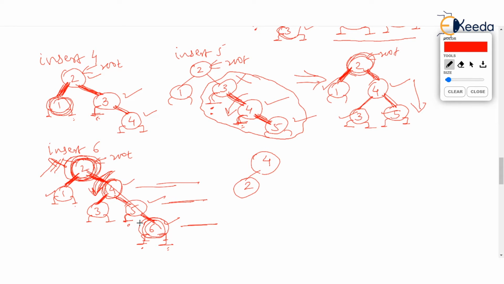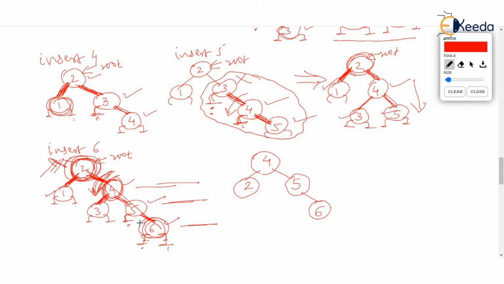Where will that 3 go now? Are you observing? 4 already has left child 3. But it seems that we have lost 3. We have cut that 3 because 2 should come to the left of 4. We want to do the left rotation. And by the way, who is the right child of 4? Right child of 4 was 5. Check the earlier tree, it will remain 5. And right child of 5 was 6.